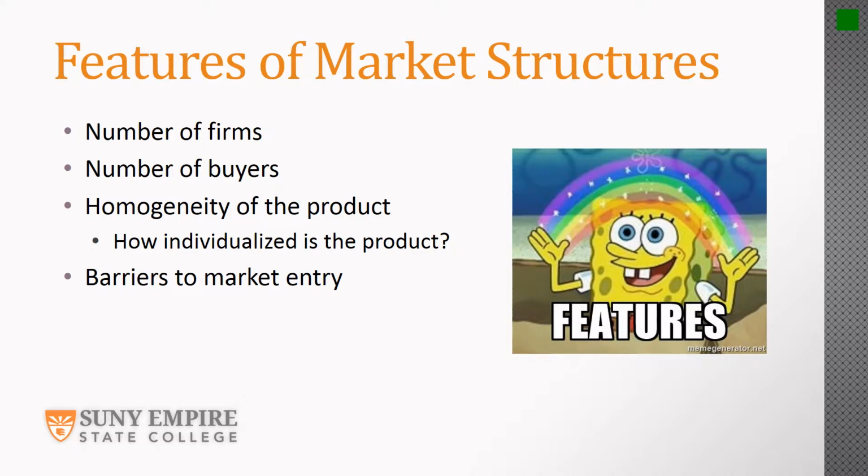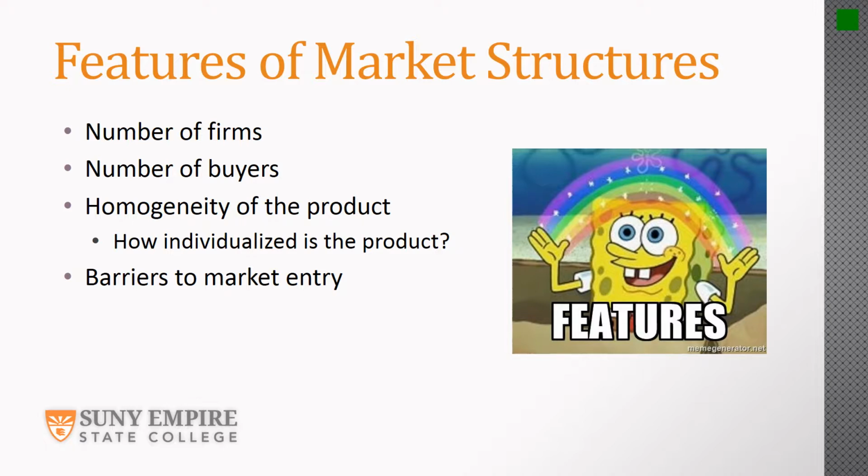The number of firms engaged in selling the good or service helps determine the structure of the market, as does the number of potential buyers for the good or service. Another important feature of the good or service is the homogeneity of the product. A highly individualized product leans toward one particular structure, while more homogeneous products tend more strongly to other structures.